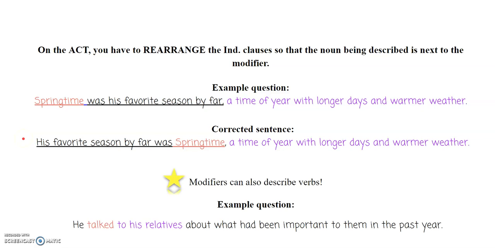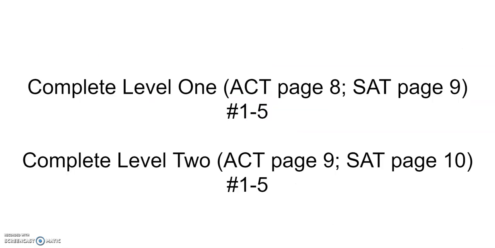You also want to keep in mind that modifiers are not always going to be describing nouns. They can describe, for example, that we see right here, verbs. He talked to his relatives about what had been important to them in the past year. To his relatives is the modifier, modifying the verb talked, giving some extra information, which is what modifiers do.